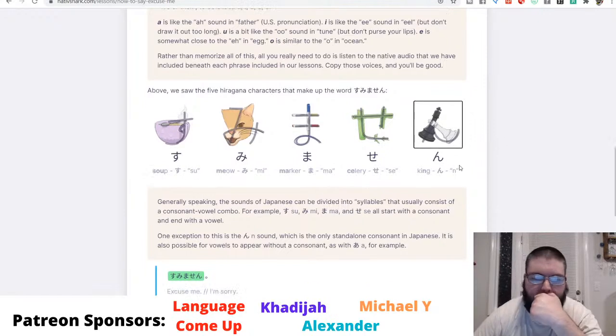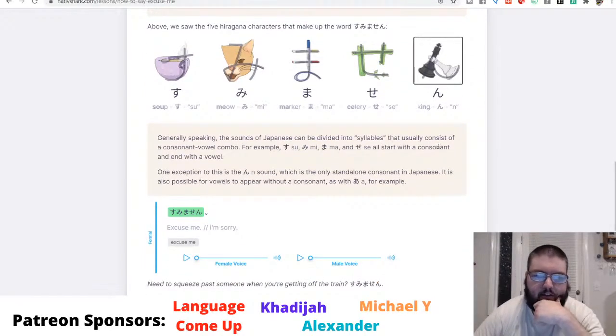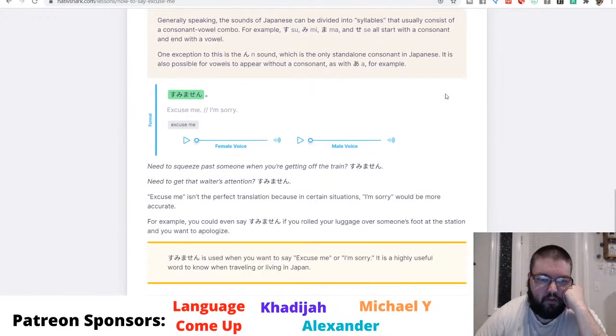All right. Generally speaking, the sound of Japanese can be divided into syllables. That usually consists of a consonant-vowel combo. For example, su, mi, ma, se all start with a consonant and end with a vowel. One exception to this is the n sound, which is the only standalone consonant in Japanese. It is also possible for vowels to appear without a consonant, as with a, for example.